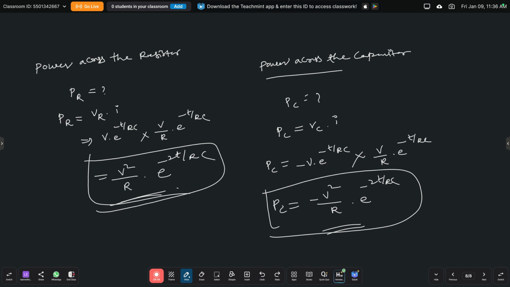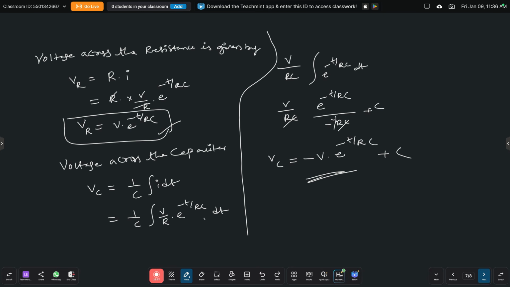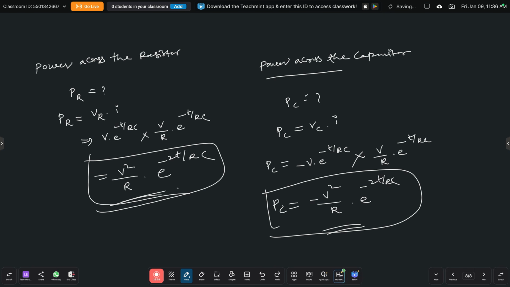Okay. So this is the transient response of series RL and RC circuit. In the next class, we will discuss one more topic. Here, in this transient response of series RL and RC circuit, for the RC circuit we found the equation of current, as well as the voltage across the resistor and capacitor, and the power across the resistor and capacitor. Okay, thank you.